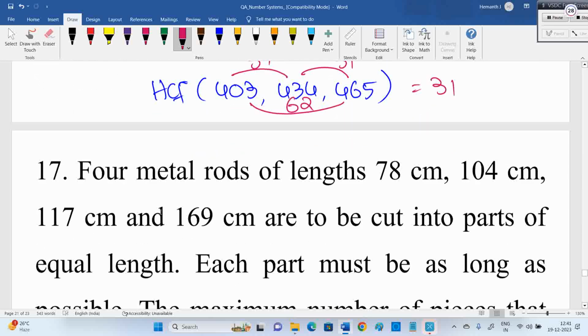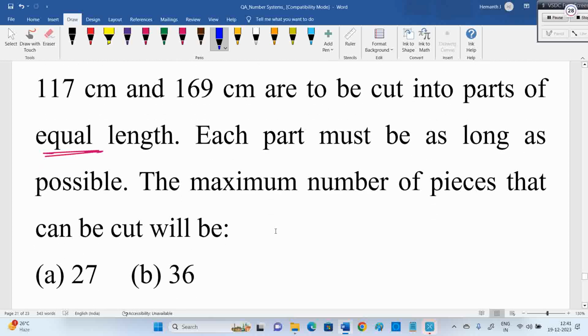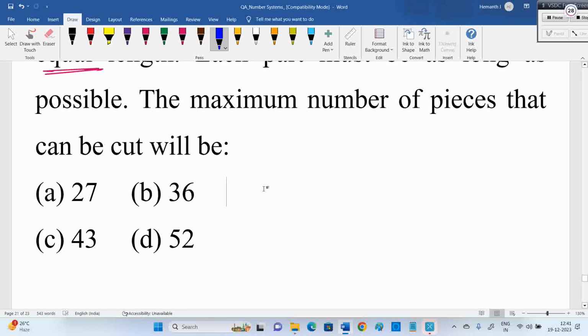Next one. Here, the maximum number of equal pieces that can be cut will be, okay, fine. Instead of this, let's see the equivalent. Let's ignore this maximum also. First of all, are the options less than the given numbers or greater than the given numbers?